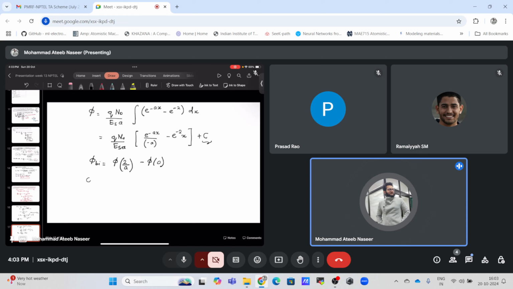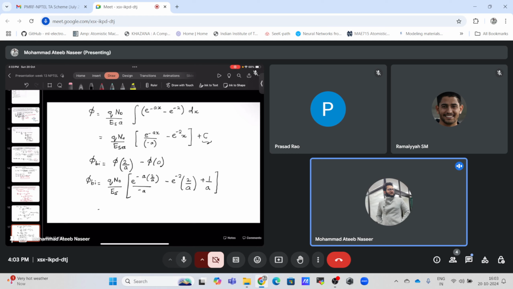What I will obtain is the phi bi value, that is the built-in potential value, which is simply q times n naught by epsilon s, times e to the power of minus a x, with x as 2 by a, minus a, minus e to the power of minus 2 by a, minus of minus, this thing will be plus 1 by a.